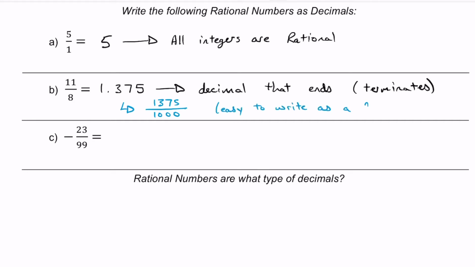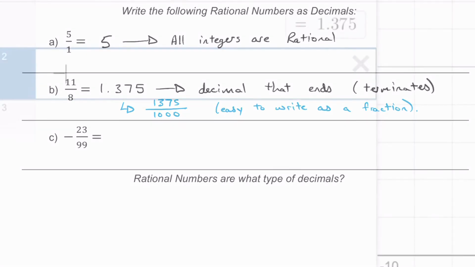Because 375 is 3 numbers, I put it over 3 zeros. If it was 1.2, then I'd go 12 over 10, just 1 and one zero. So it's always easy to change any terminating decimal into a fraction.